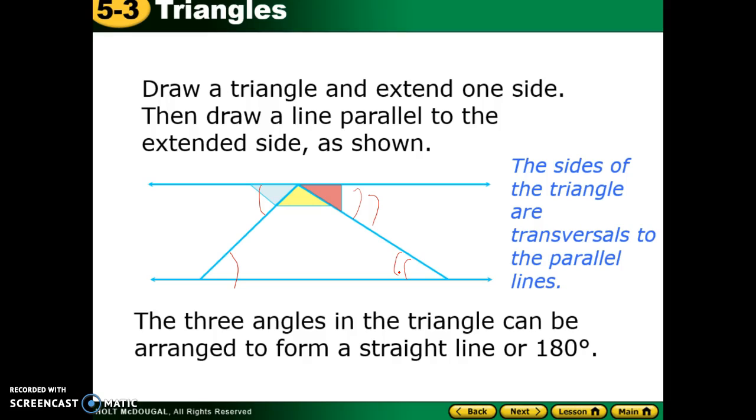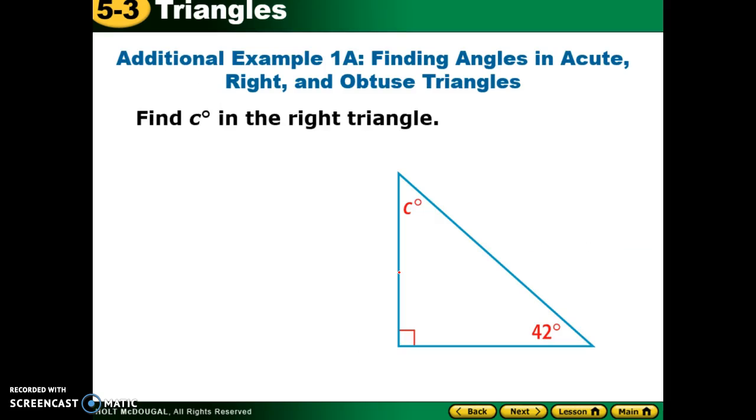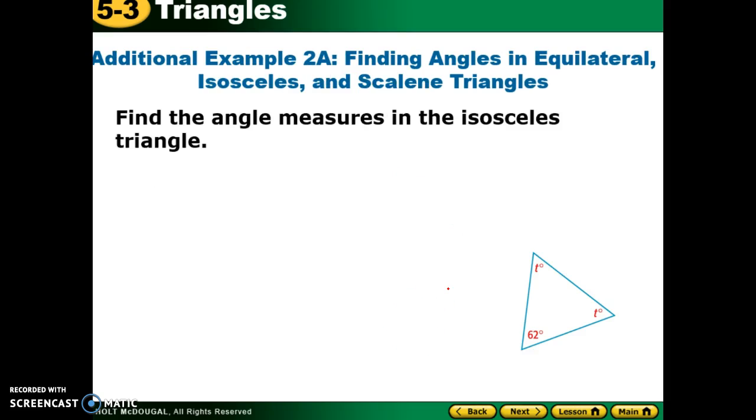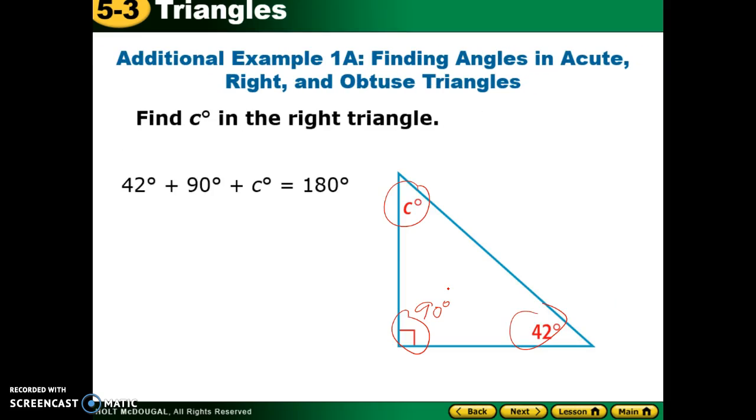So let's apply it. Let's find a missing angle in a triangle. Here we go. We have three angles: 1, 2, 3. We add them all up. It needs to equal 180 degrees. So I'm going to add 42, 90, and C to equal 180. Remember, this little symbol here equals 90 degrees. It's a right triangle.